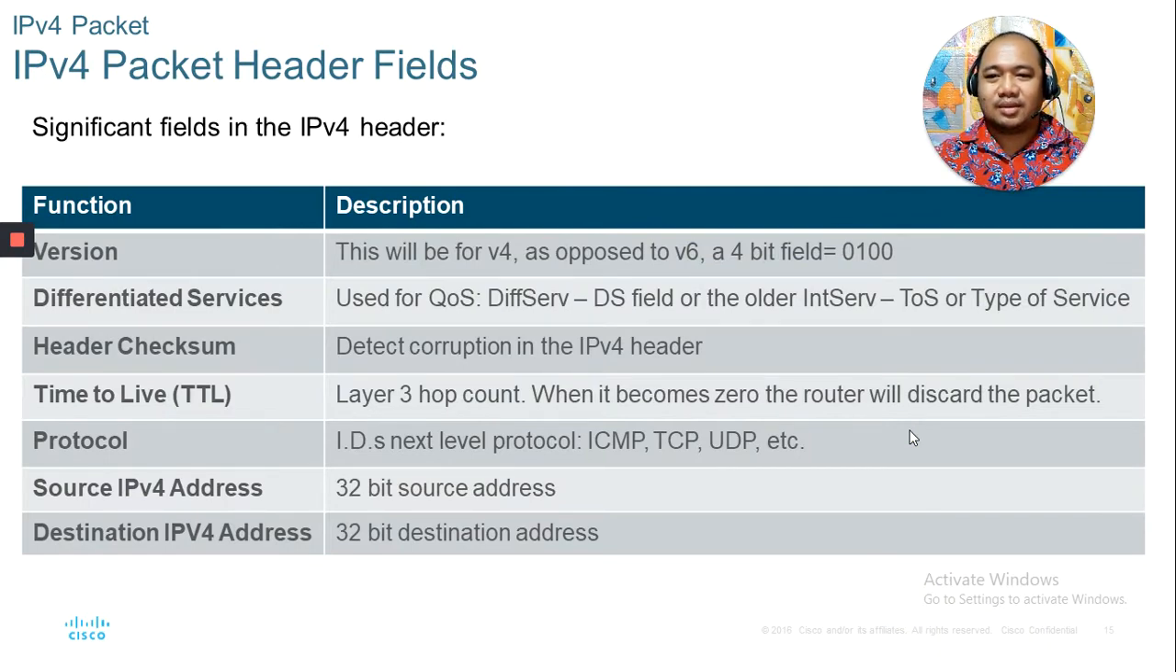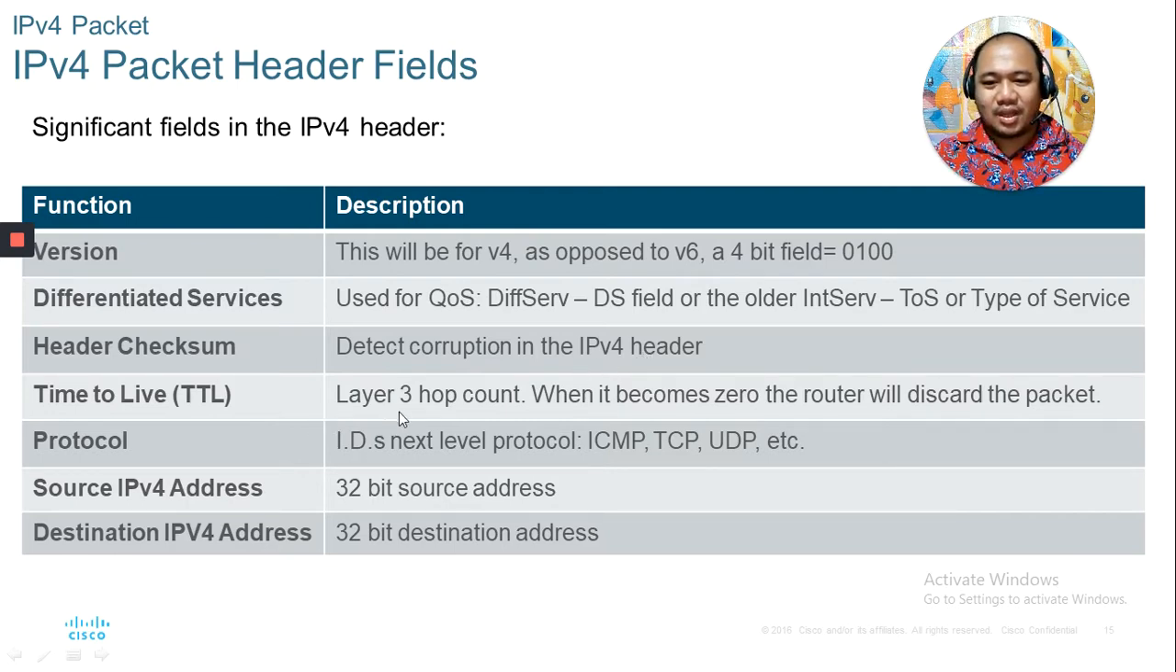IPv4 packet header fields. We have the version. This is 4 bits: 1, 2, 4, 8. Of course, IP version 4. We have the differentiated services under quality of service. We are referring here to video and audio quality, especially for IP phones or those using streaming video or video conferencing. Header checksum: the job of this is to detect corruption in the IP version 4 header.